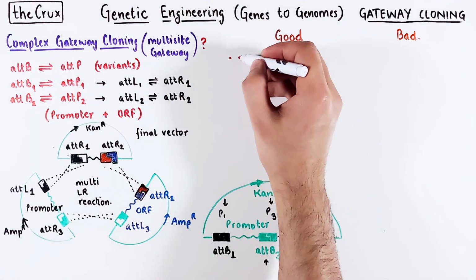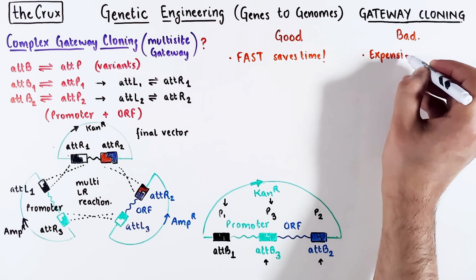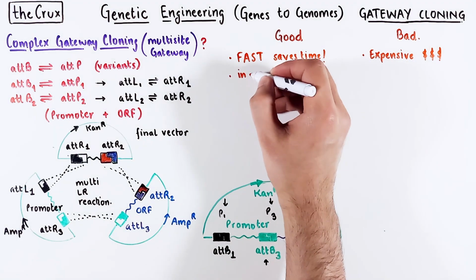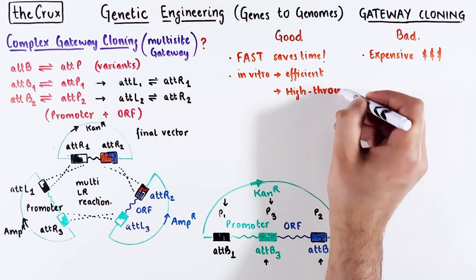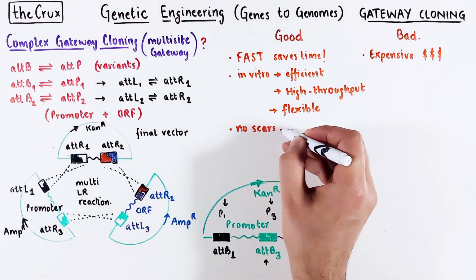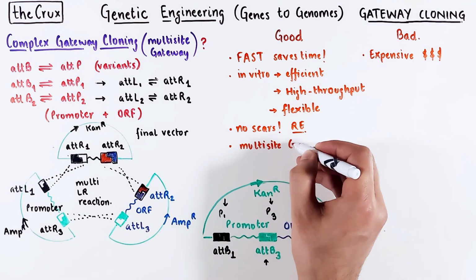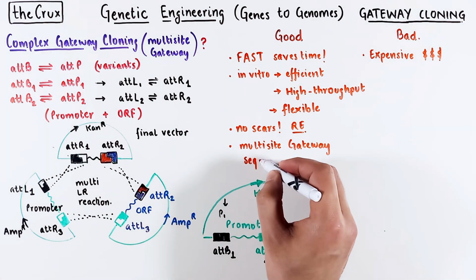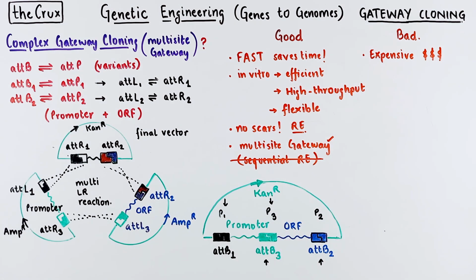This brings us to the last segment of this video. The advantage of gateway is that it saves time, but this comes at a very high cost. But it is quite efficient. It reaches very high throughput, and it is very flexible, as we saw from the multi-site gateway. The process is virtually scarless since no restriction enzymes are involved. Multi-site gateway is also very powerful because it saves you sequential cloning steps if you were to use classic enzyme-based cloning methods.